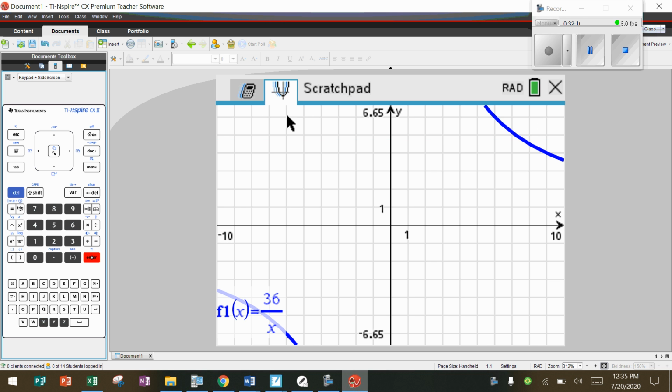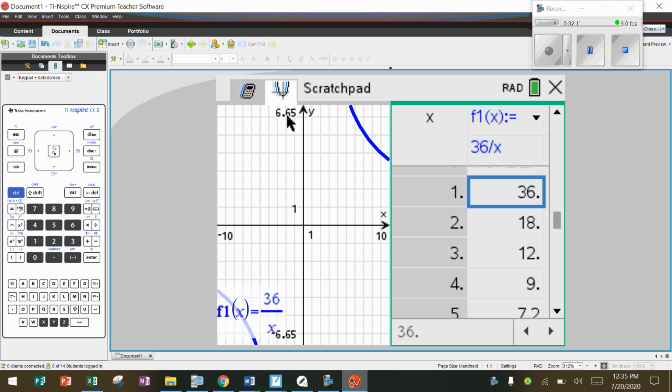Enter gives me a picture. Picture doesn't matter. I want to hit Control T to see the table of values. Here's my table of values. Find two numbers that add up to 13.